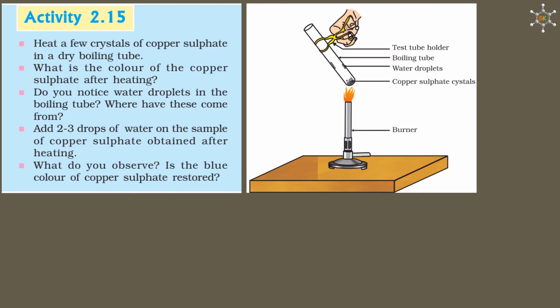This activity is about water of crystallization. We are supposed to take copper sulfate crystals in a test tube and heat it. Observe the color of crystals before heating and after heating. Observe the surface of test tube for the deposition of water. After heating the crystals, again add few droplets of water into the crystal and observe any color change.